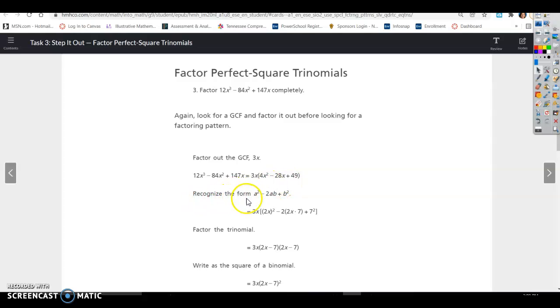Now, if you recognize this form, you know that it's a perfect square trinomial. So this is a perfect square, and this is a perfect square. If I take 2x and 7, that gives me 14x, and then times 2, because the middle term is always twice that, that's going to give me my 28. So it does fit this pattern.